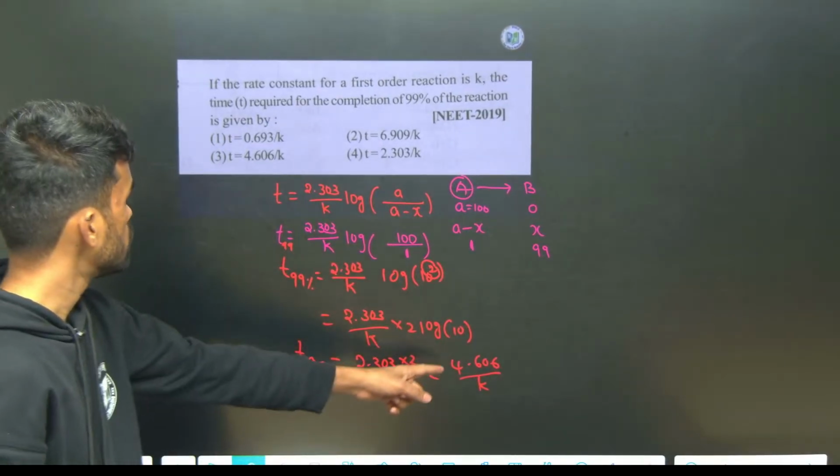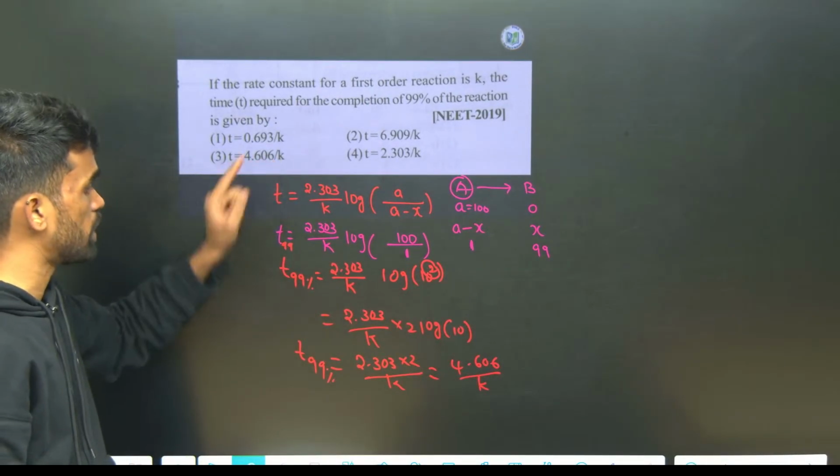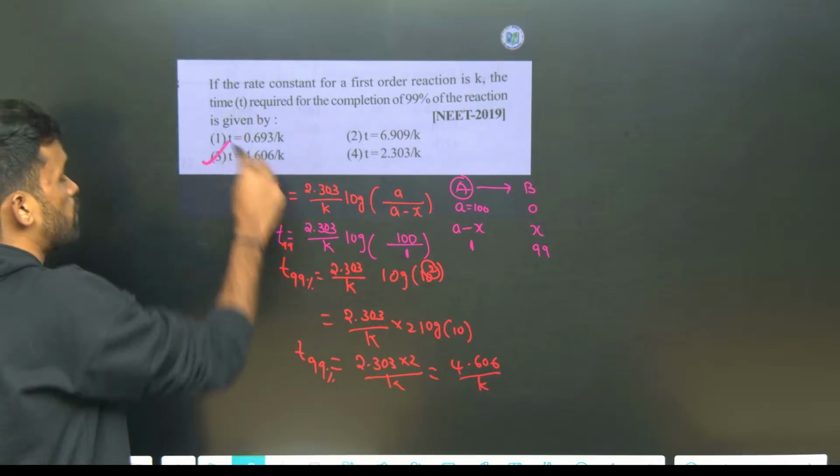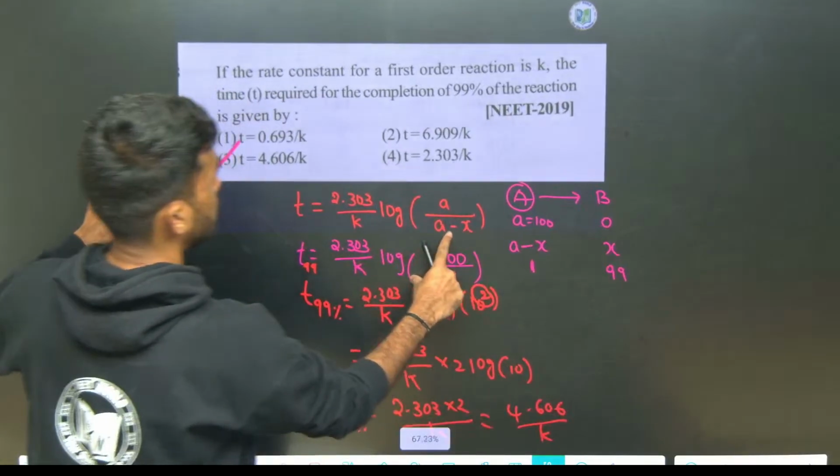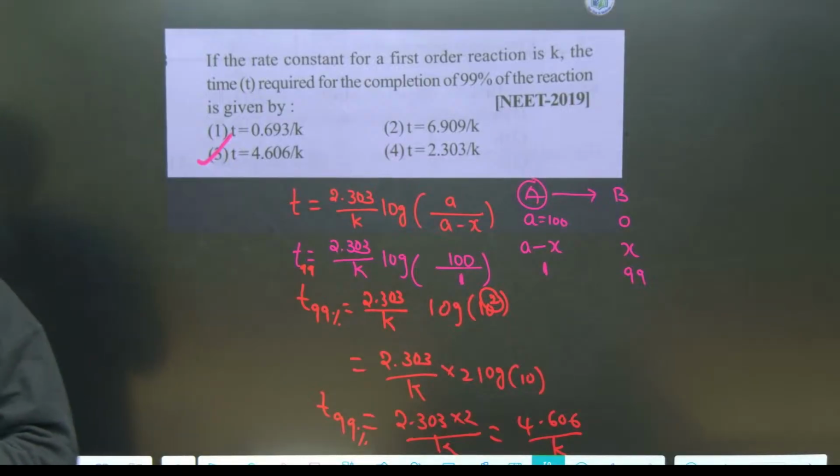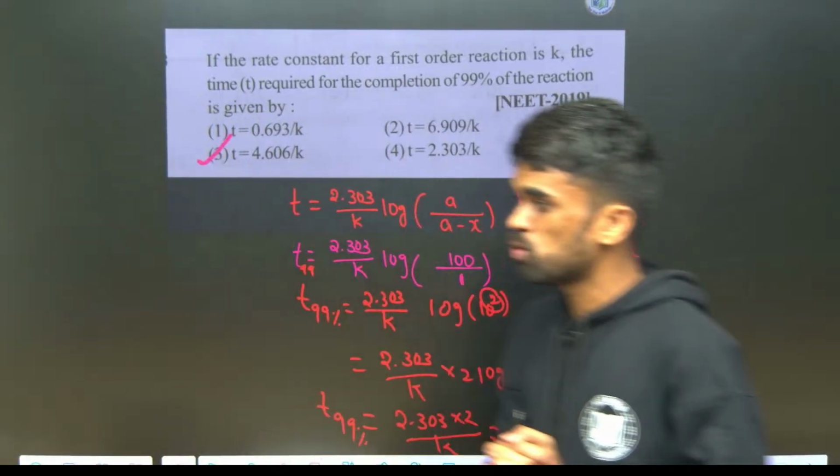So where do we have 4.606 by k? Your third option will be the perfect answer for this question, right? Hope it is clear. Let us move forward with a few more questions.